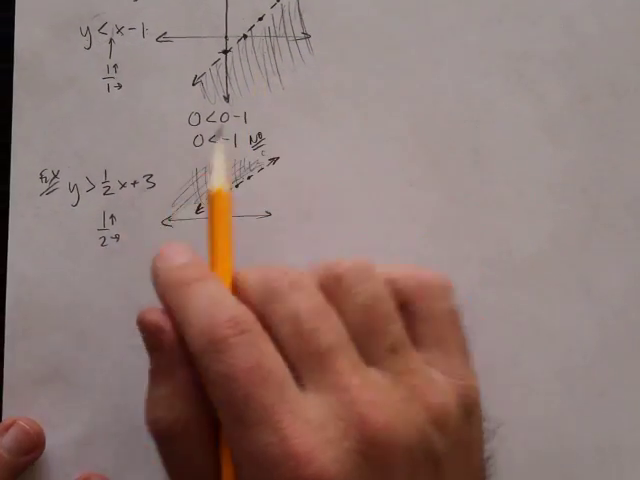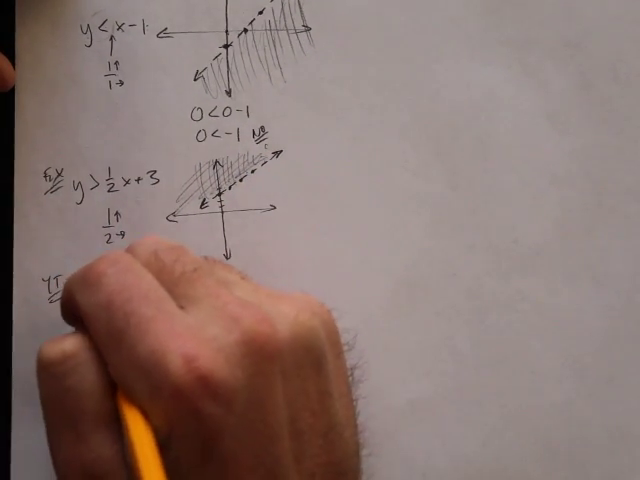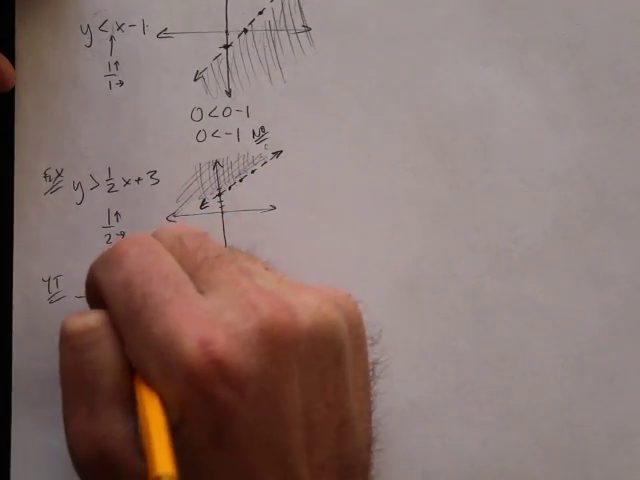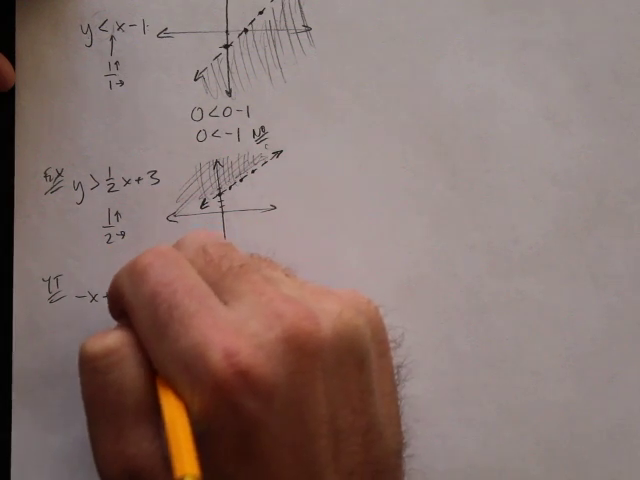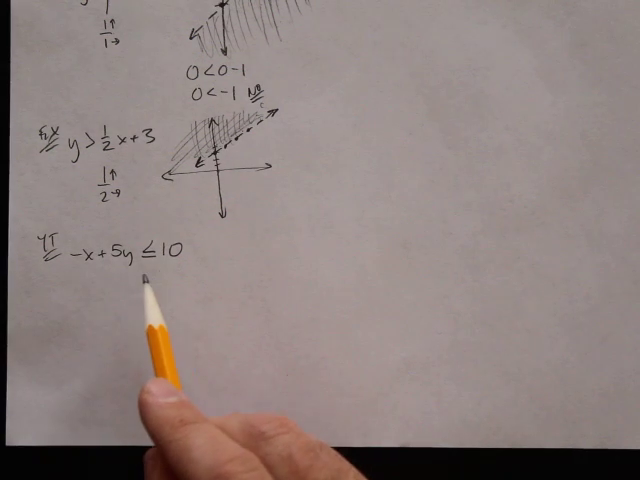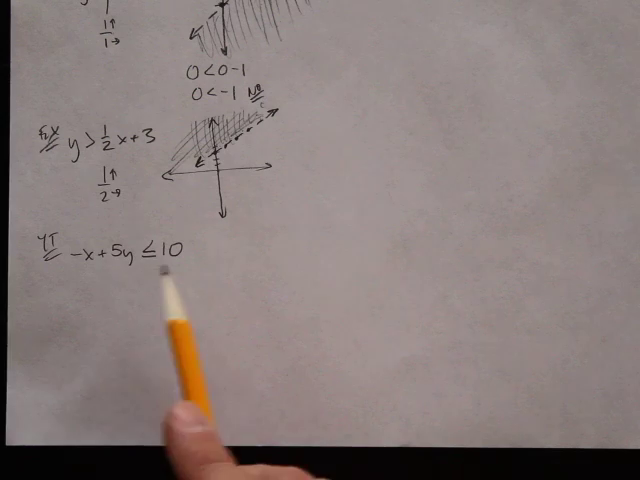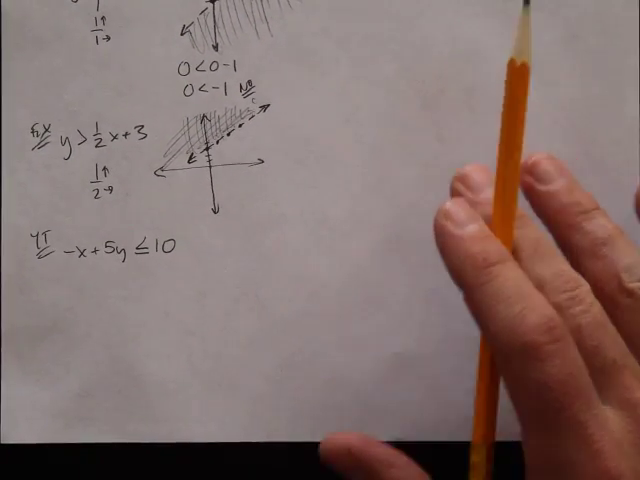All right, you try one. Negative x plus 5y is less than or equal to 10. Okay, get this into slope-intercept form and then graph it. Okay, go.